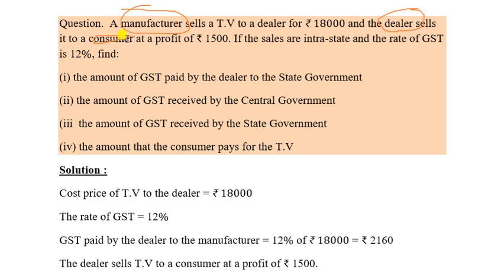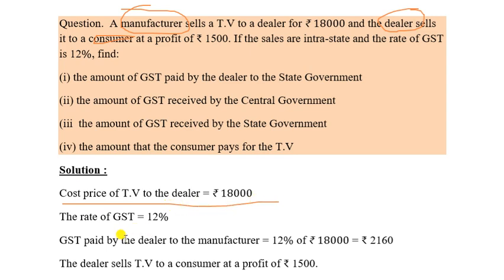Remember that for them we have to find out the cost price. It is necessary to find out the cost price for all of them, because without cost price we cannot find out GST. So first, for the manufacturer we will not get a cost price from this given question, because the manufacturer sells a television. At the beginning, the manufacturer sells the television to the dealer for 18,000 rupees. That means the cost price for the dealer is 18,000. So we can mention here, see here I wrote, cost price of television to the dealer is 18,000.